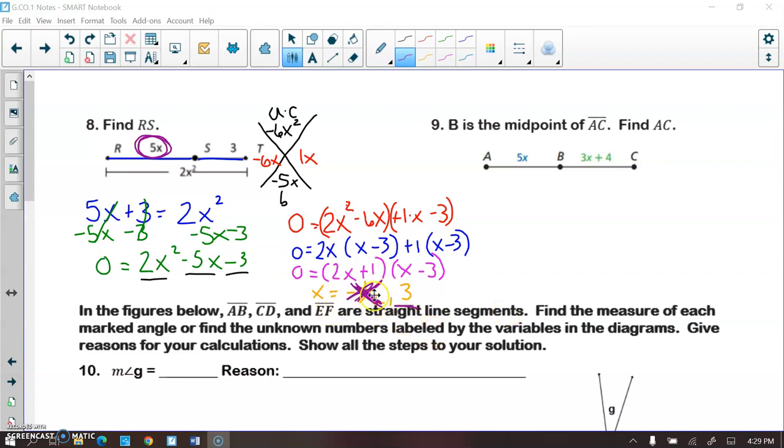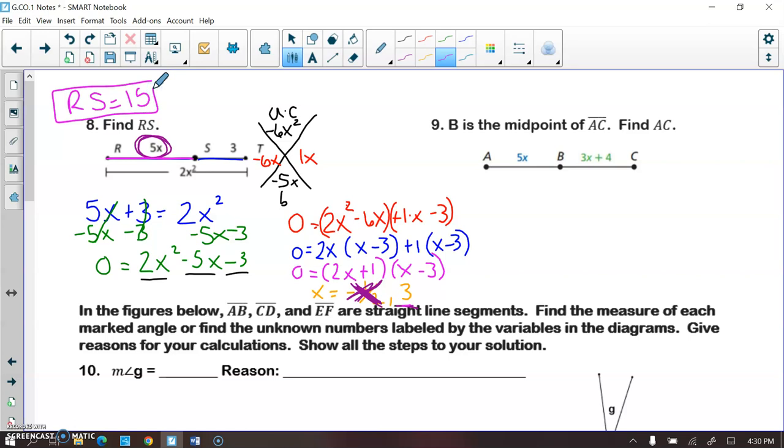So again, if I put -1/2 in for 5x, I get a negative segment length, and I cannot have negative segment length, so I know that x cannot be -1/2. However, if I put 3 in for all of my x's, I get positive segment lengths, so x can be 3. However, we're not just finding x, we wanted to find RS, which is 5 times x. So if I put 3 in for x there, RS comes out to be 15. That's my answer. All right, moving on to number 9.